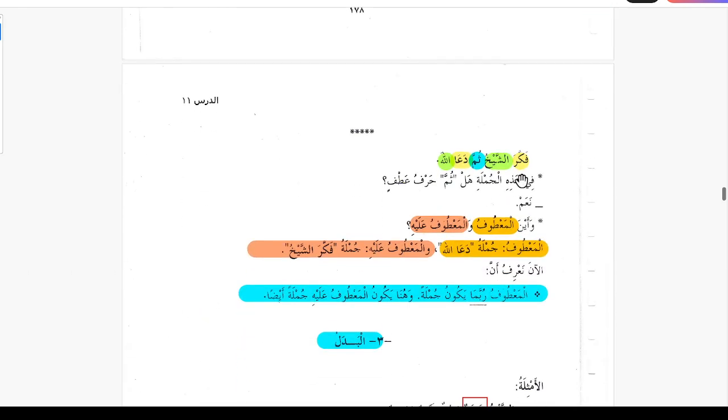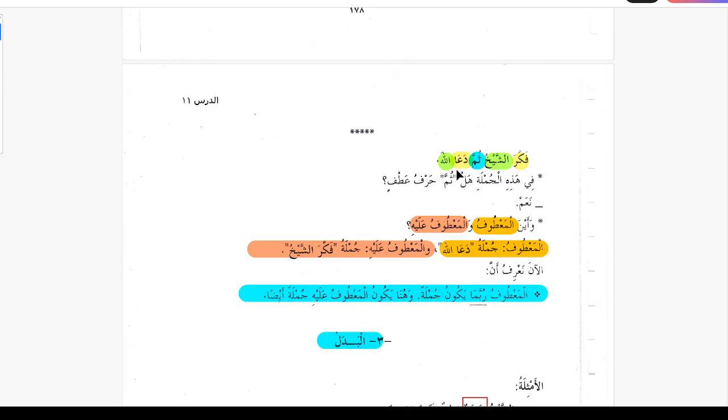Now take this example. Fakkara shaykhu, the sheikh had an idea, summa, then he called Allah, or he prayed to Allah. We see that summa is used, fa is not used. That means it is not just that he had an idea; it explains that there were two events. Fakkara shaykhu, that sheikh had an idea. That was the first event, and then he called Allah.